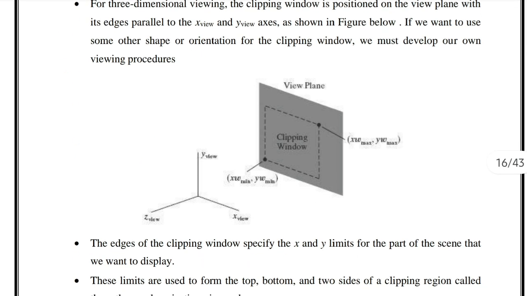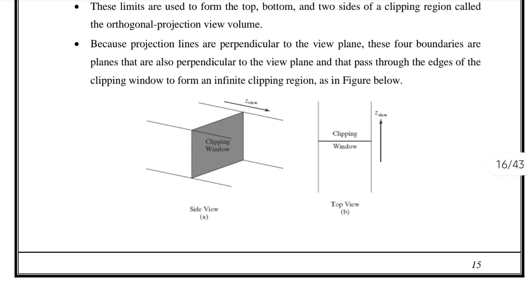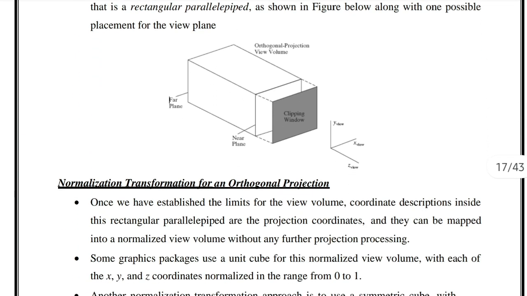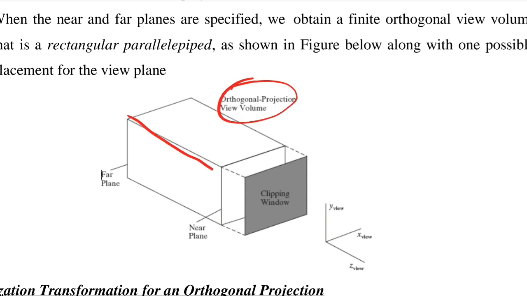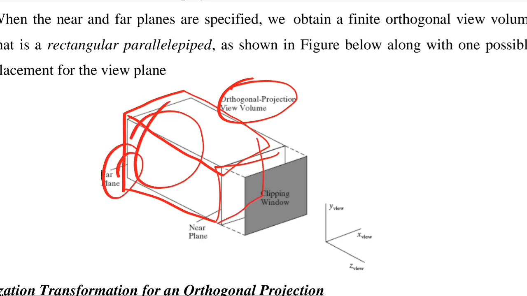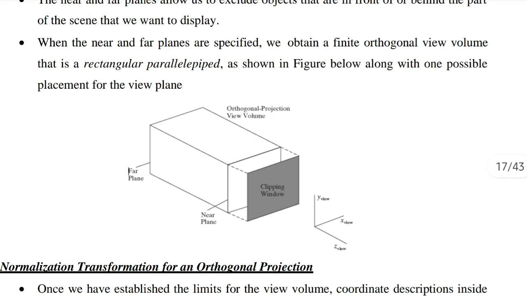Orthogonal projection view volume. So this is the orthogonal projection view volume. From the side view it will look like this clipping window, from the top it will look like just a single line. Okay, and this also you need to mention: this is the clipping window, then this is the near plane, and this is the far plane. This volume is known as the orthogonal projection view volume. Okay, this cuboid. Here is the far plane, and this is the near plane. Between these two is the orthogonal projection view volume. So if they ask you what that is, you have to mention that it is a rectangular parallelepiped, and this is a clipping window. Okay, so the volume in between these two is known as the orthogonal projection view volume.